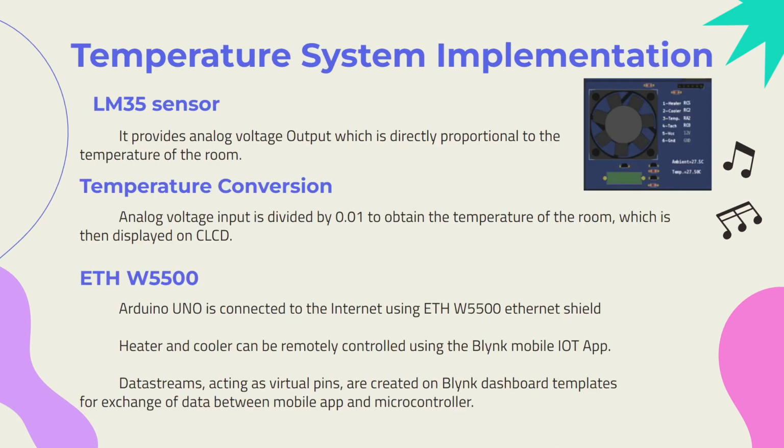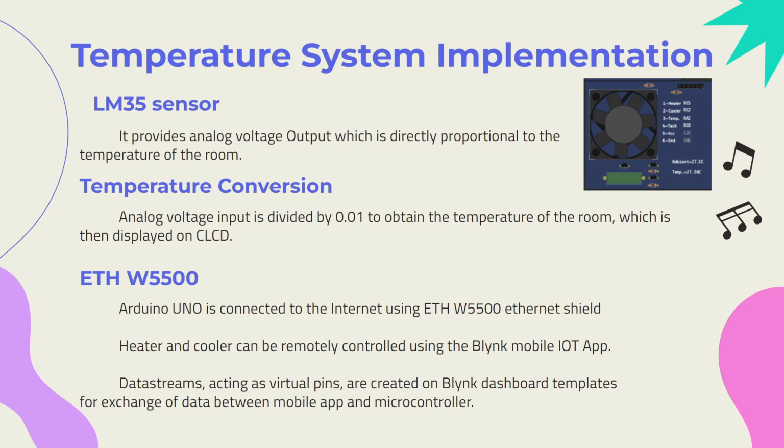Next requirement is temperature system implementation. Here we are using the LM35 sensor. It provides an analog voltage output which is directly proportional to the temperature of the room. Again, analog voltage is the output of this device, and we need to convert that to digital. Then we need to convert it into a temperature value, right? That's what they are mentioning here. The analog voltage input is divided by 0.01 to obtain the temperature of the room, which is then displayed on the CLCD, which is an LCD display.